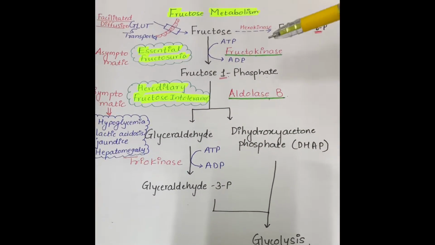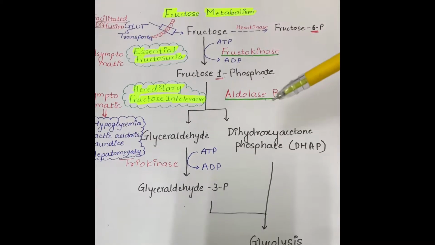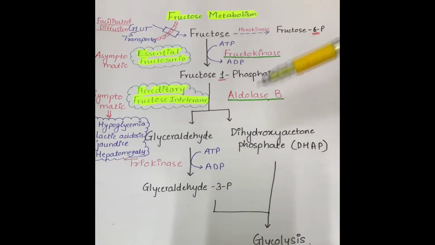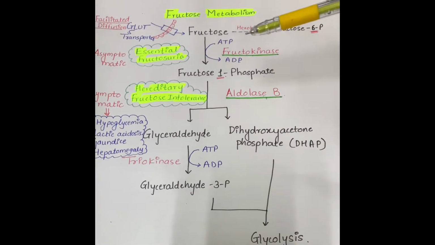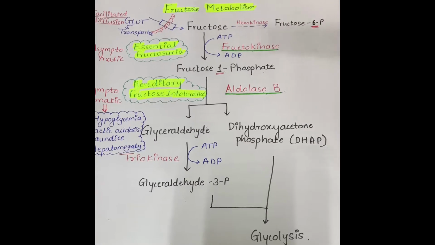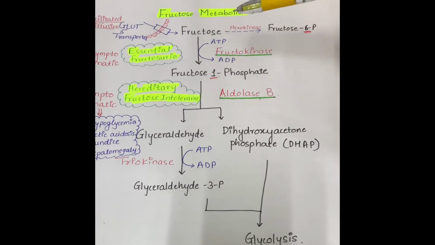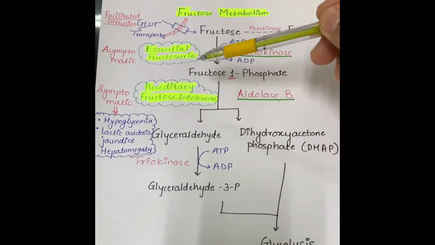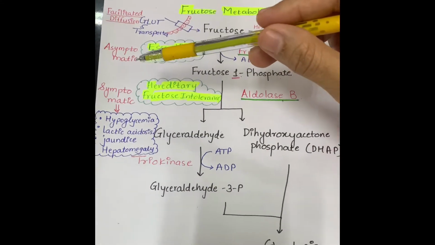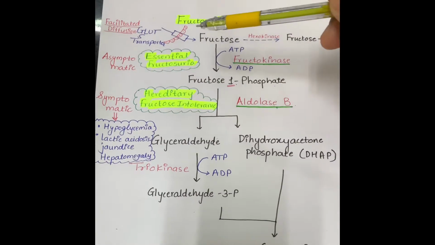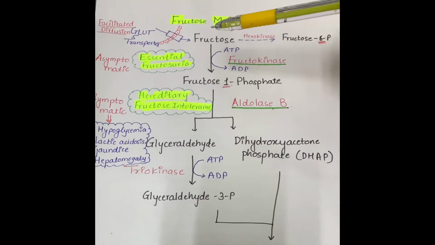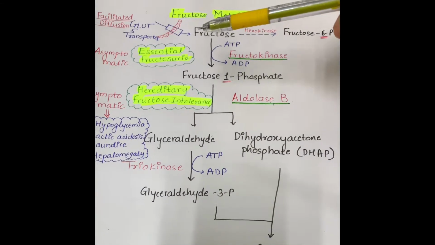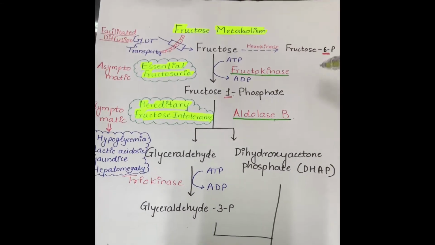Now, fructokinase and aldolase B are the two important enzymes required for the metabolism of fructose. Now, we will see what will happen if these enzymes are deficient. If fructokinase is deficient, it leads to essential fructosuria, which is an asymptomatic condition, because the fructose which enters the body is slowly metabolized by hexokinase or it gets excreted through the kidney.